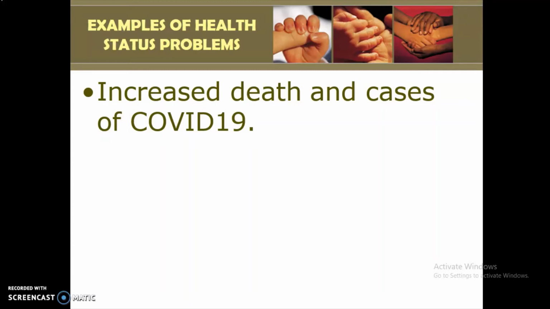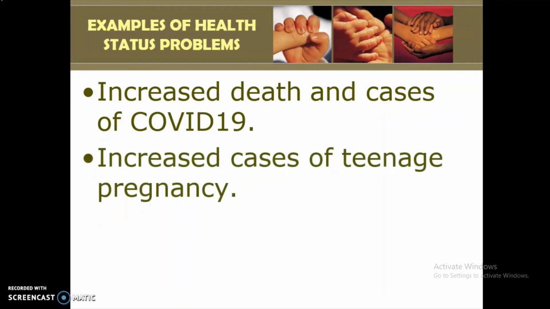Okay, so an increased death in cases of COVID-19, so yung pagkakasakit. So increased death or increased cases of dengue fever, increased cases of cancer, increased cases of diabetes mellitus, or any increase in the numbers of people who are affected with a particular disease, okay, or particular condition. So that's an example of health status problem.